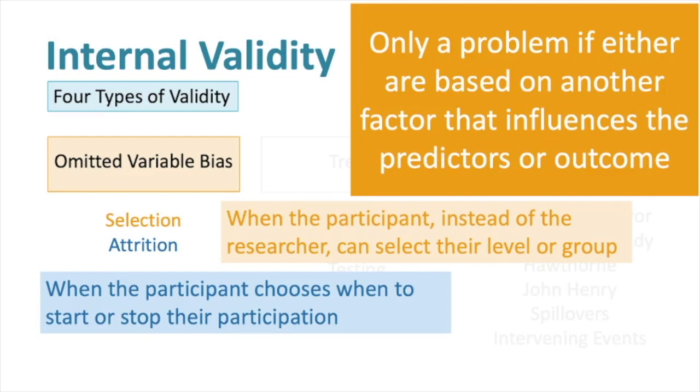What's important to remember is that the omitted variable bias is only a problem if either selection or attrition are based on another factor that influences the predictors or the outcome. So if it's something that is completely unrelated to your study that is the reason why they chose to stop or start, then it's not going to be an issue. But if it is related to any of the predictors or the outcome, it's going to be a confounding variable and will cause some omitted variable bias.